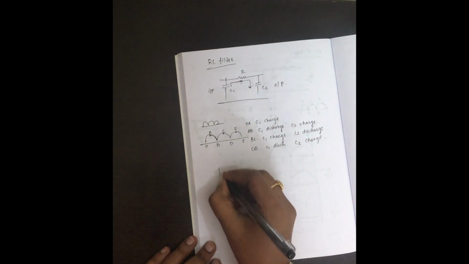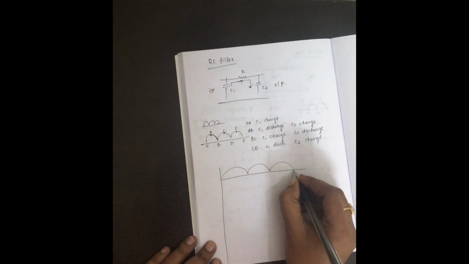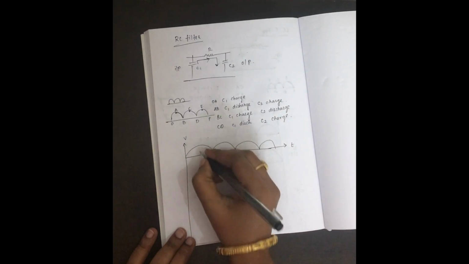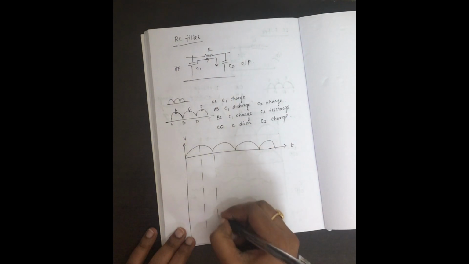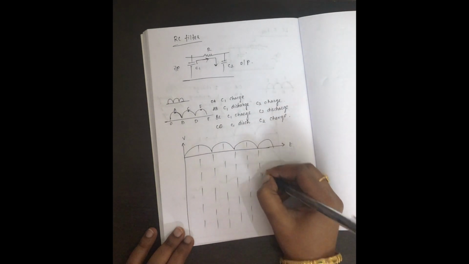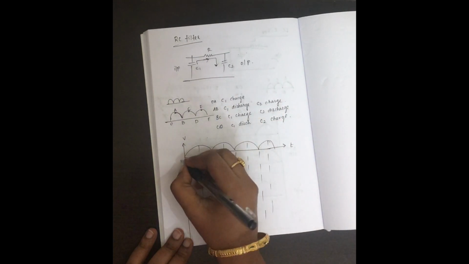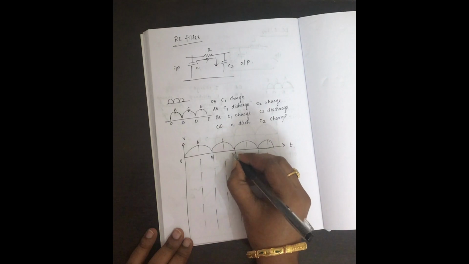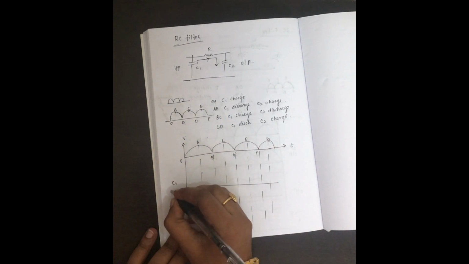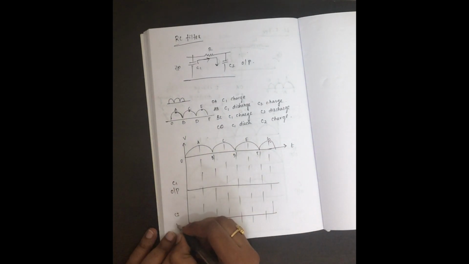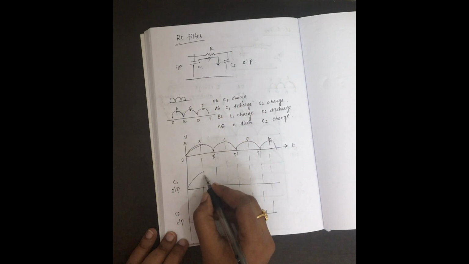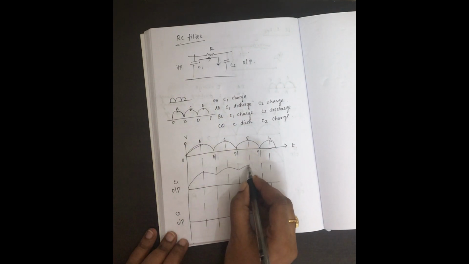Okay, I'll explain by plotting. This is V and this is time. I'll make it fast. So 0 to A, B, C, D, E, F and G. This is C1 output, C2 output. So 0 to A, yes, capacitor C1 will start charging. From A to B, capacitor will discharge. So charge, discharge, charge, discharge.